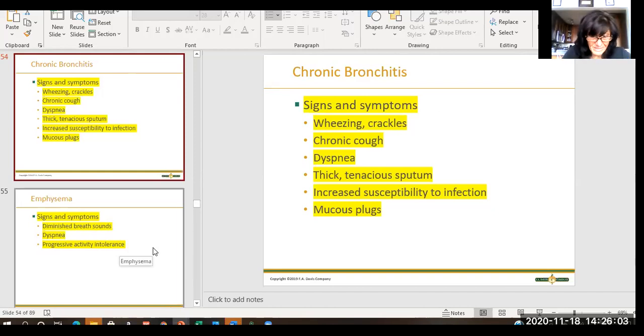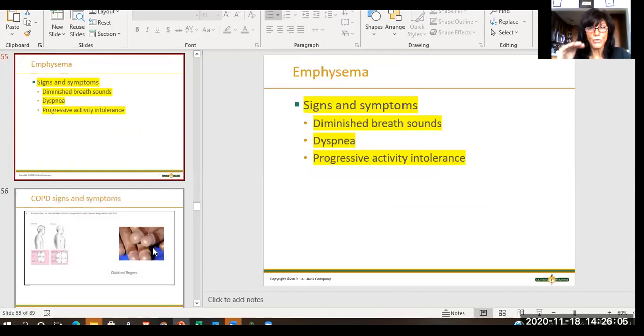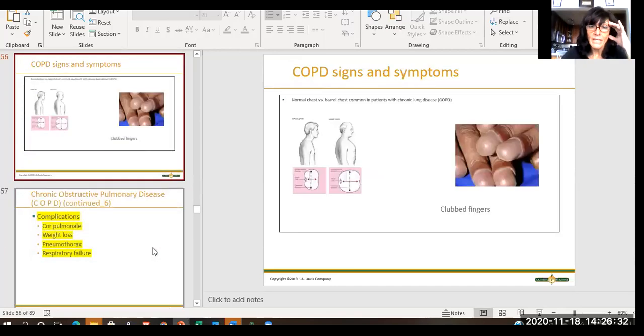With emphysema, signs and symptoms, breath sounds are really diminished, dyspnea, and emphysema gets worse over time. It does not get better. So it's progressive. So their activity intolerance starts out, you know, I can't walk up and down stairs, which then leads to, I can't walk to my mailbox, which then leads to, I can't walk to the bathroom without getting short of breath, which then leads to, I can't eat. Okay, so progressive.